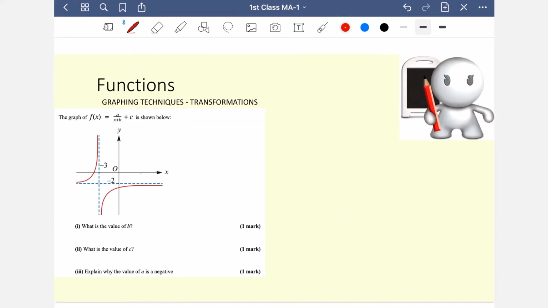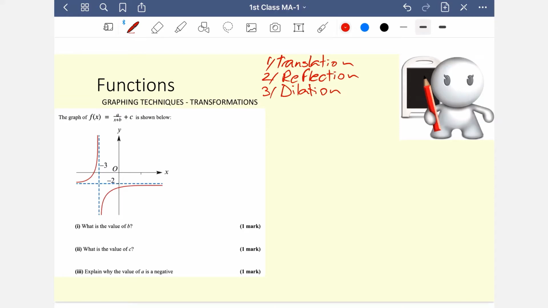Okay, so over to our first question, and what we have is a transformation question. Now, I'm just reminding you that there are 3 types of transformation. The first one is a translation. The second one is also called a reflection, and then the last one is called a dilation. Now, all of these 3 transformations can happen both in the x and also in the y-axis.